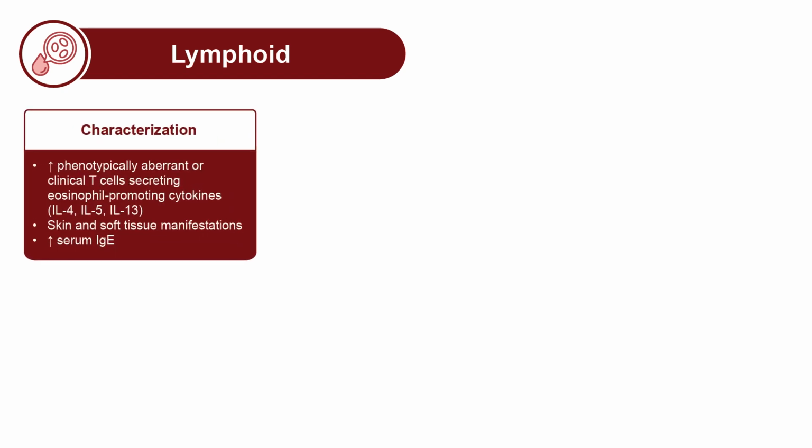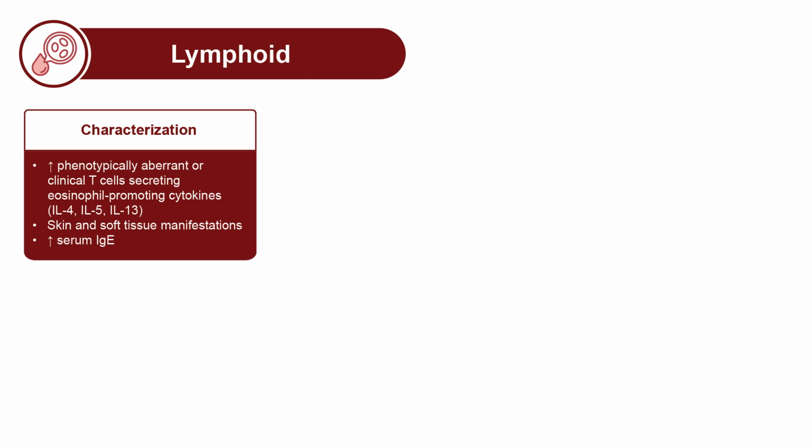So moving to lymphoid HES. These are characterized by an elevation in a phenotypically abnormal T cell population. These cells can be clonal by PCR testing or by V-beta rearrangement. And when these cells have been looked at in vitro, they've been found to secrete eosinophil promoting cytokines such as IL-4, IL-5, or IL-13. These patients often present with skin and soft tissue manifestations.